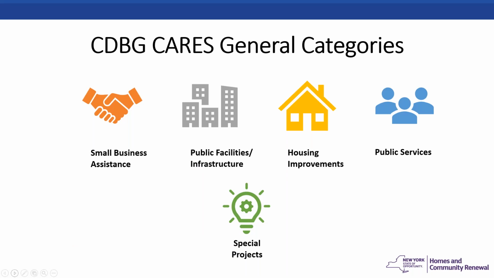Let's talk a little about general categories and eligible activities. The approved use of CARES funds granted to New York by HUD fall under 4 different general categories: small business assistance, public facilities or infrastructure, housing, and public services. We're accepting applications for specific activities within these categories, but if you have a project that doesn't appear to fall neatly into any of those 4 categories, we recognize that. That's why you see the little light bulb on the slide that says special project. Our goal is to try to say yes as much as we can within the confines presented by HUD. So if you have something that doesn't fit, special projects.